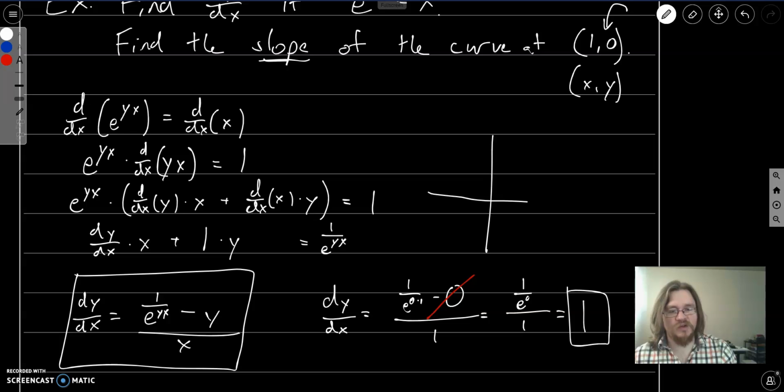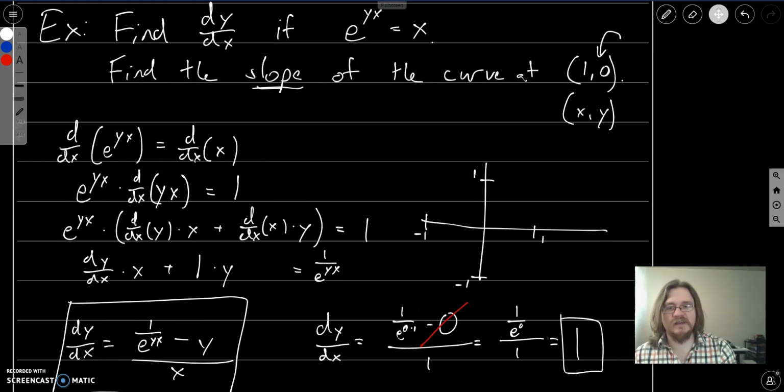This doesn't tell us a whole lot about our function, but if we graph this, maybe there's our point 1, 1, there's negative 1, and there's negative 1. We don't really know what this curve looks like, except the point 1, 0. If I plugged 1, 0 into this equation, it would be true. So it does pass through the point 1, 0. And I know the slope right there. The slope is 1, which means that it's going to be going up and to the right.